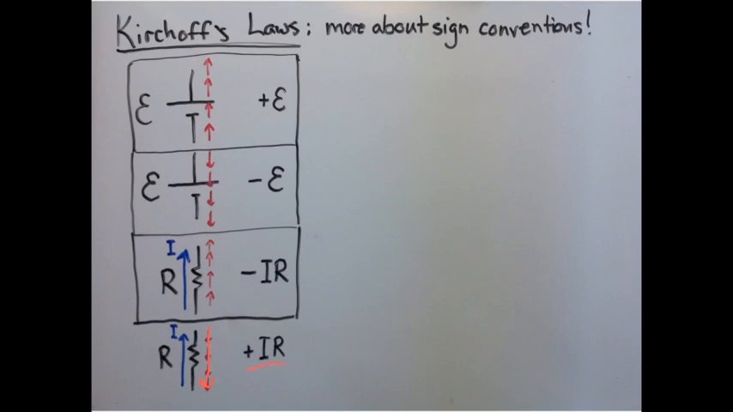So in your loop equation, you could easily have something that goes like EMF minus I1 R1, and then plus I2 R2 equals 0. So you can have minuses or pluses in front of the term for a resistor, just like you can have a minus or plus in front of the term for a battery, depending on the direction that you follow the loop relative to either the battery polarity or the direction that you said the current was flowing.